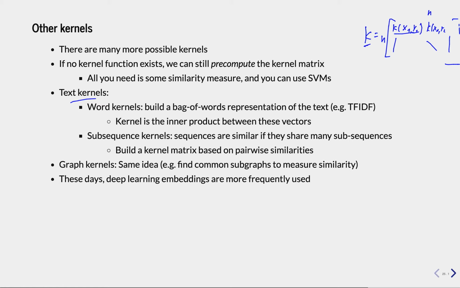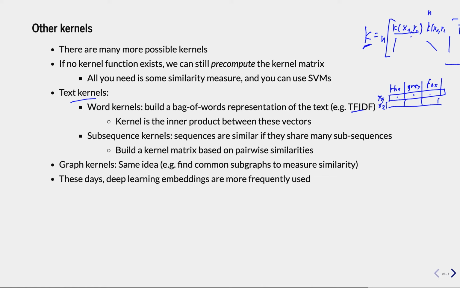There are different kinds. One of them is word kernels, where you first construct a bag of words, with all the words in your text. Then you compute the number of times each word occurs in every text, and you can then use TF-IDF to scale that. If you have two points, x1 and x2, high-dimensional vectors, your kernel could be just the inner product between those vectors, and then you can build your kernel matrix and use kernelized SVMs.